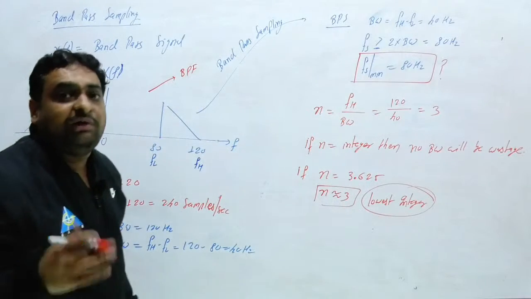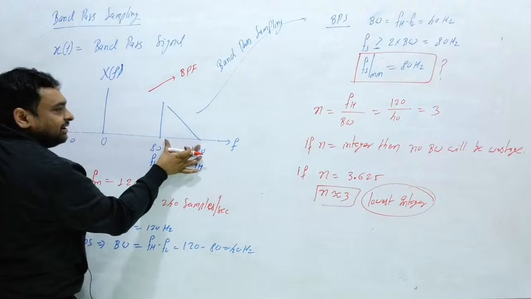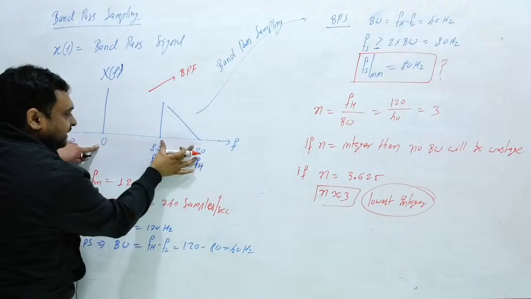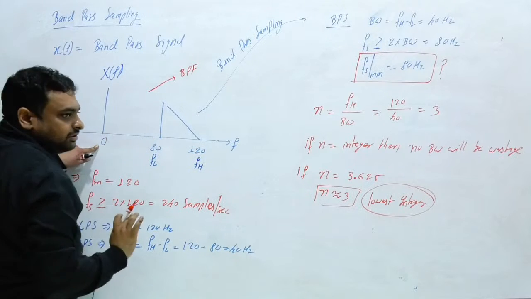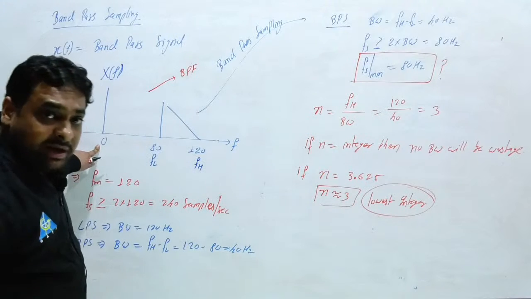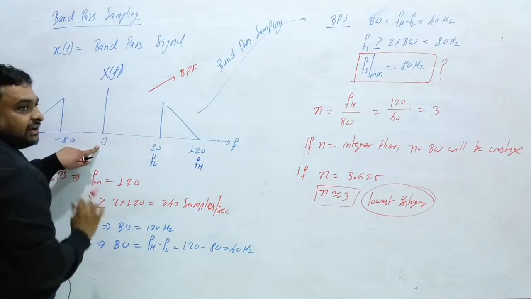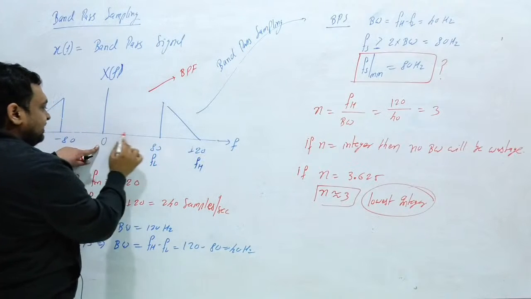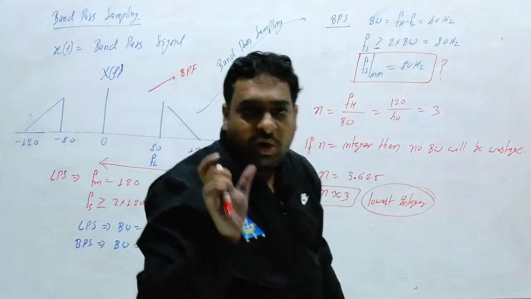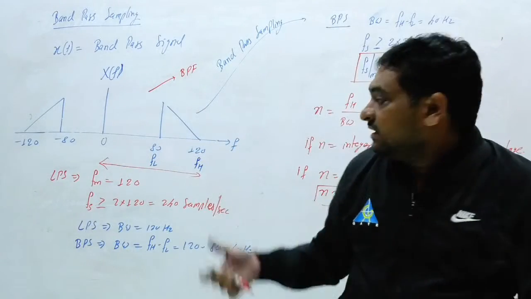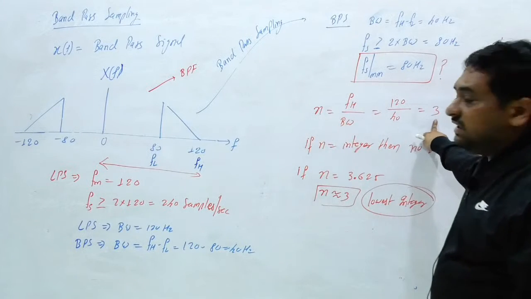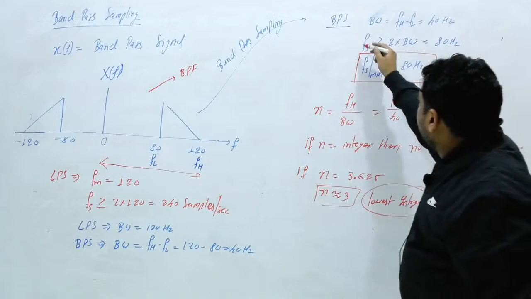So first we have to find out how many samples can be present here. From 0 to 120, this is 40, so 2 more can be present here. So you can utilize that space. First you have to find out how many more samples can be present here. So from 0 to 120, a total of 3 spectrums can be present in that space. If n is an integer, directly you can write this answer is correct.